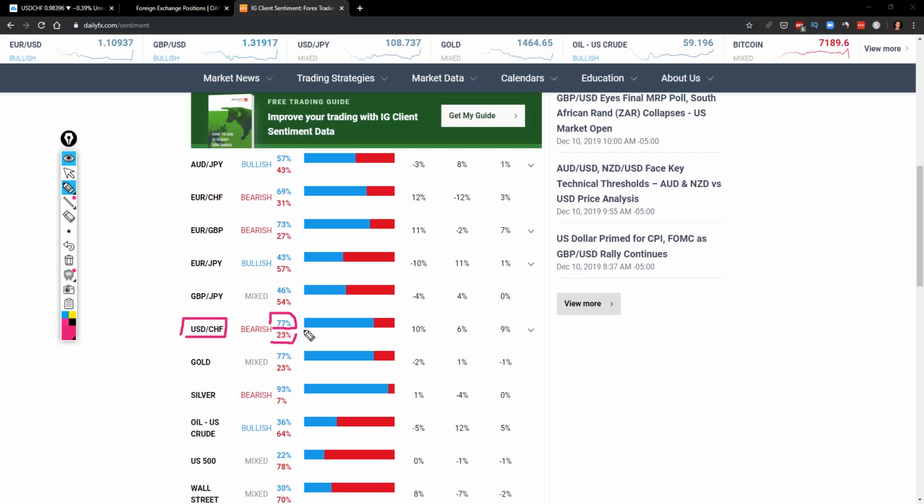So the fact that 77% of these traders are long on this pair means that we're probably going to see a reversal, or there's already a reversal underway. And so that's how you tend to use these reports.